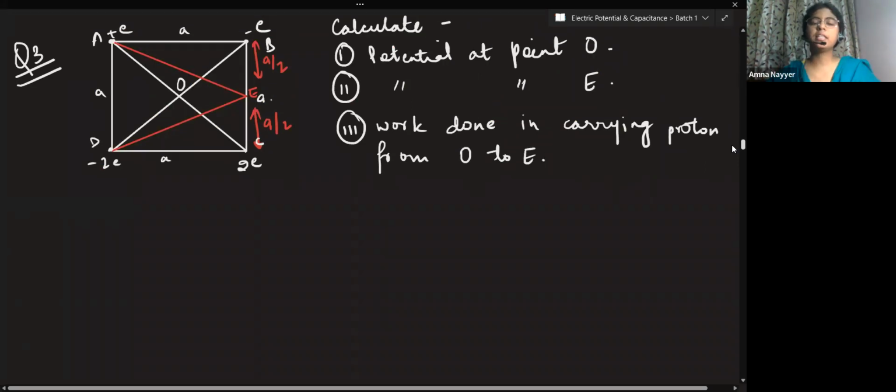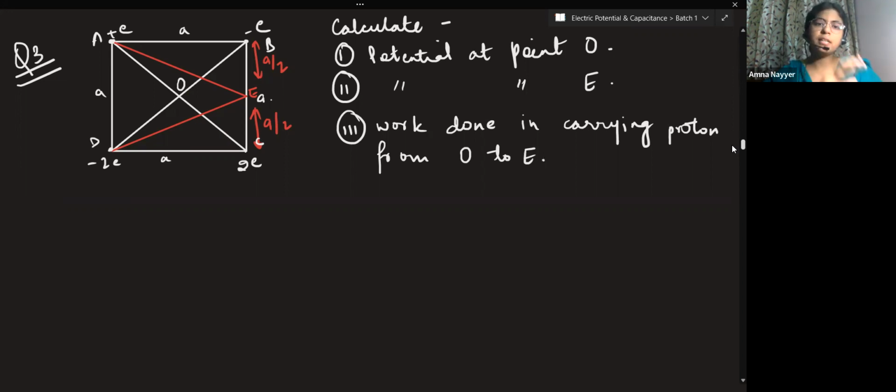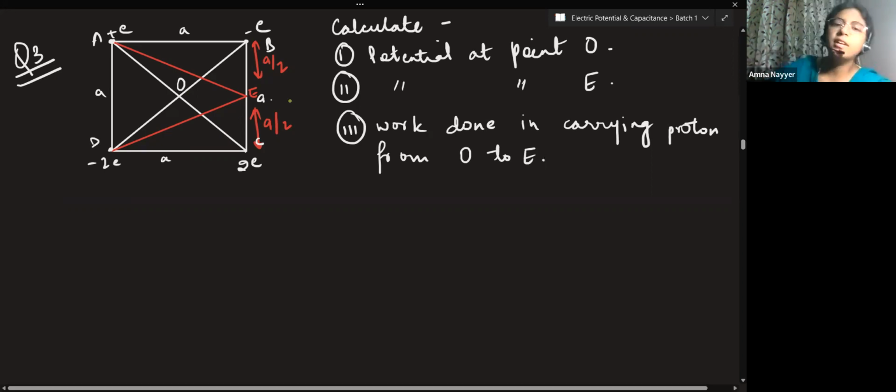See, this is the figure that you have. It's a regular square with A, B, C, D, these 4 points. At the vertices, you have plus E, minus E, plus 2E, minus 2E kept. And the side of the square is A. Both the diagonals of the square intersect at the central point, which is O. You have one additional point E at the middle of CB, dividing it into A by 2, A by 2. Firstly, you have to find out the potential at point O.